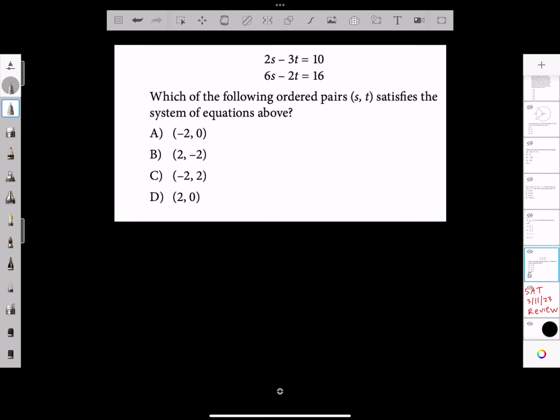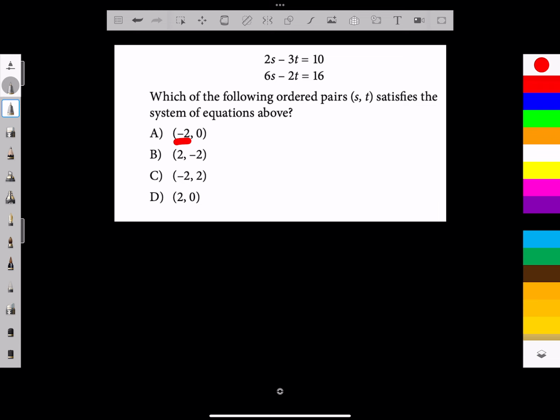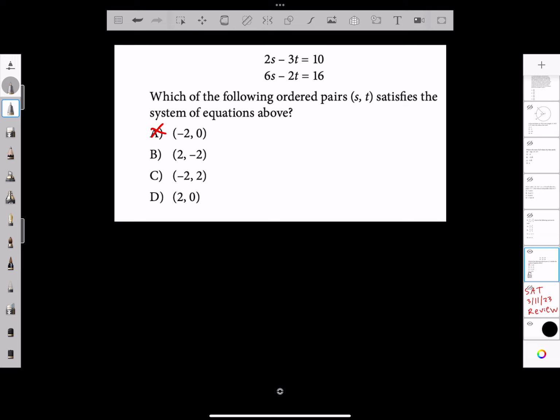So this is one of those problems where we are definitely going to want to plug in the answers. So we'll plug in -2 for s, right? I know it's not x and y, but they say s is the one that comes first. So if we plug -2 in for s there and 0 in for t there, we'll get -4 minus 0, which is not 10, so no need to check the other equation. A is incorrect.